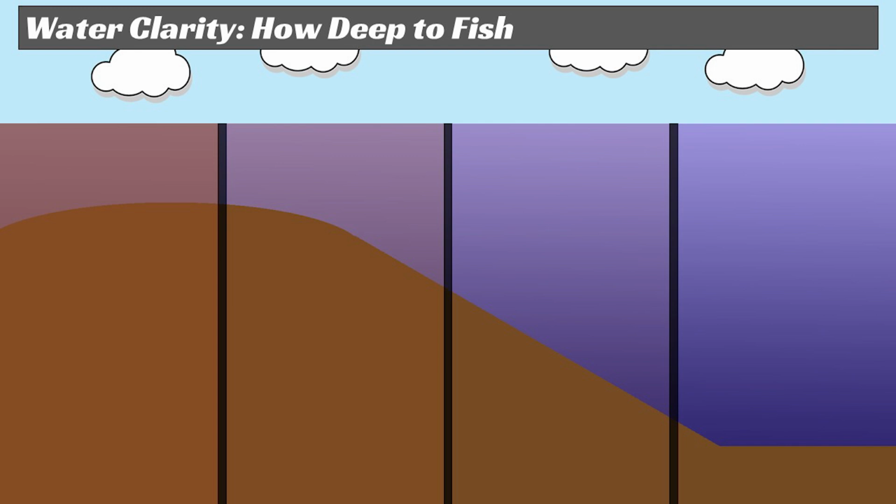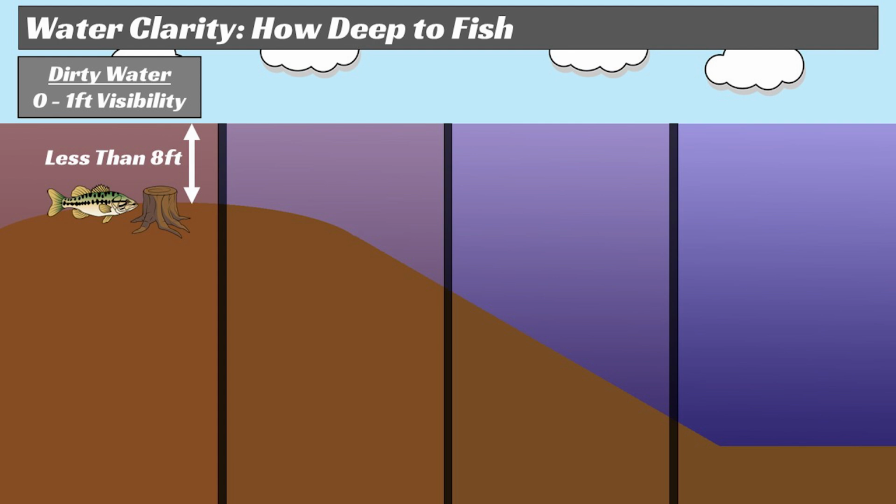So for example, in dirty water areas that have 0 to 1 foot of visibility, I find that the bass will set up at a maximum depth of about 8 feet. So you don't want to fish any deeper than 8 feet. That's the deepest you should look.